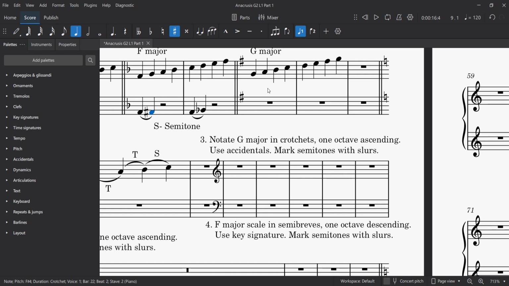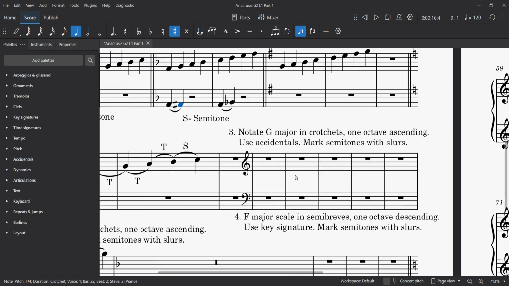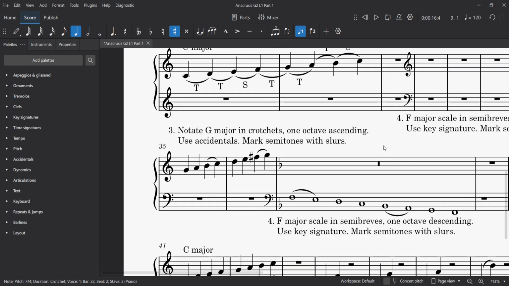Excellent work. Here are the answers. Check over your own, and if they are correct, let's push on.